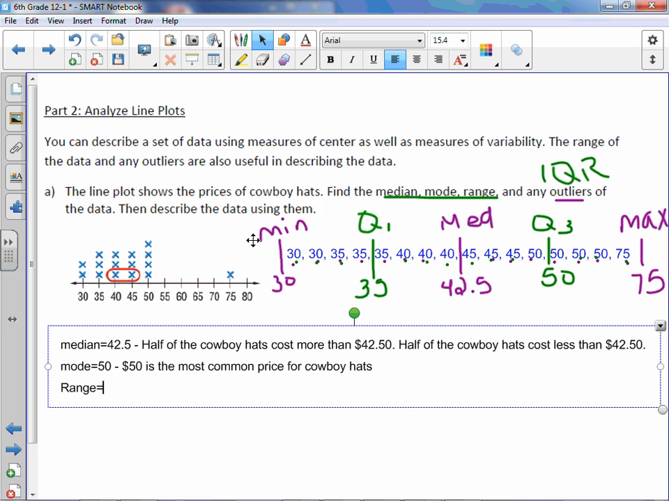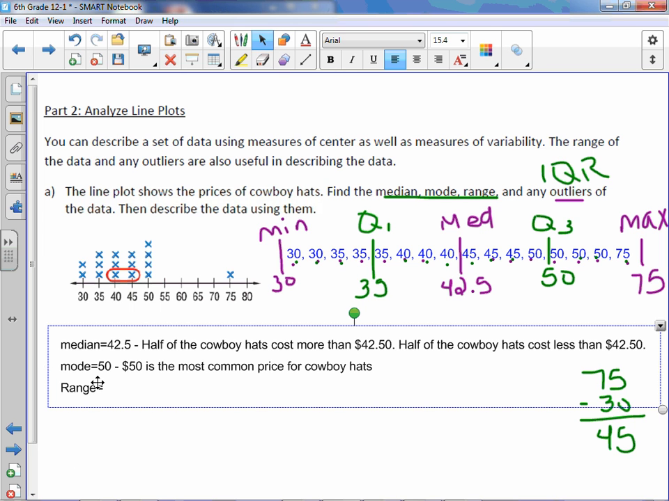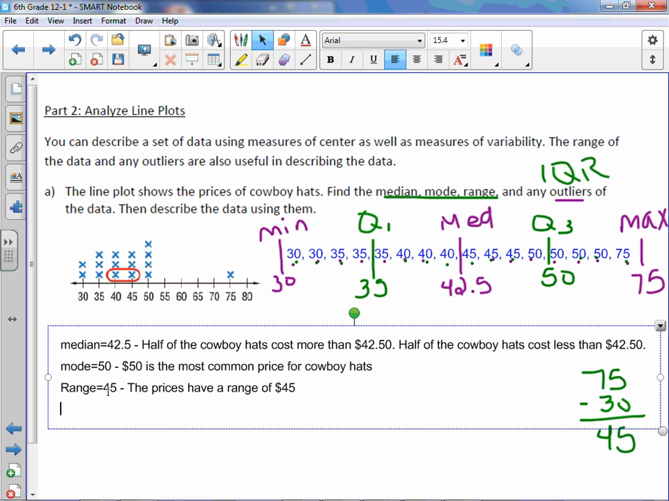The range is our largest value minus our smallest value. So our range is going to be 75 minus 30, which equals 45. That one I'm just going to jot down as 45. Okay, which means that the prices have a range of $45. It's a little self-explanatory there, but we'll just jot it down.